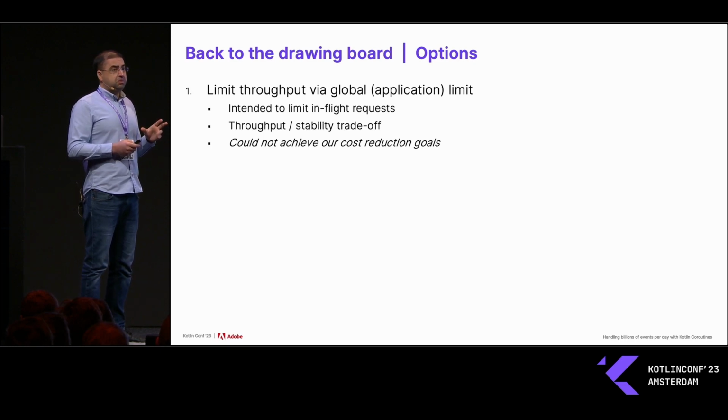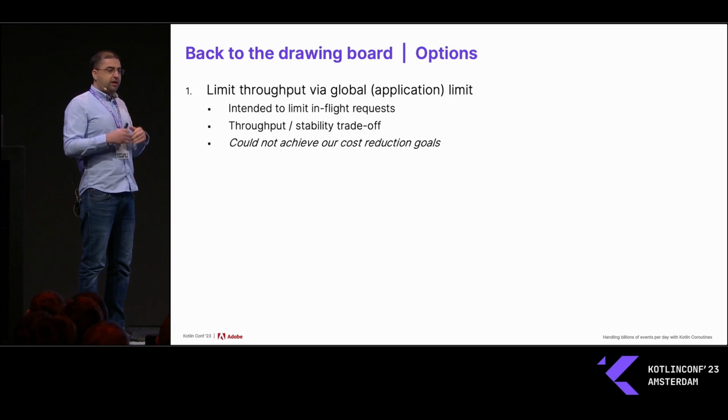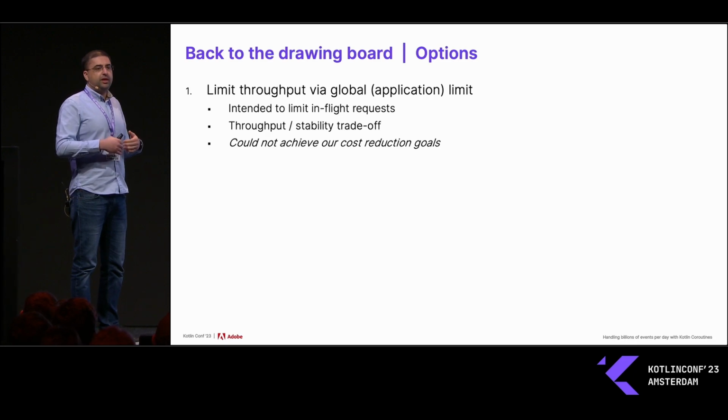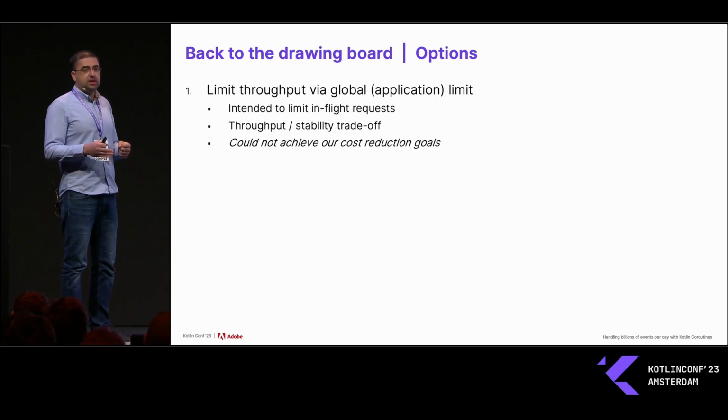The first thing we thought of was to introduce a global application limit, and that was intended to limit the number of in-flight requests. The idea here was that when we have a CPU microburst, all the in-flight requests are prevented from making any progress, and that has a snowball effect on GC since the live set increases at that point. You have more things in memory.